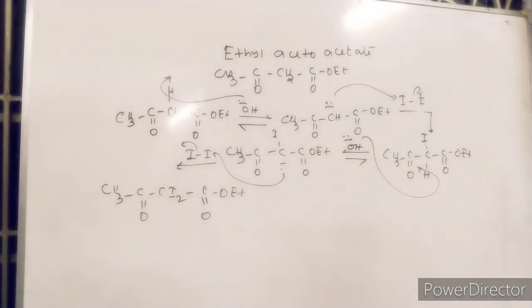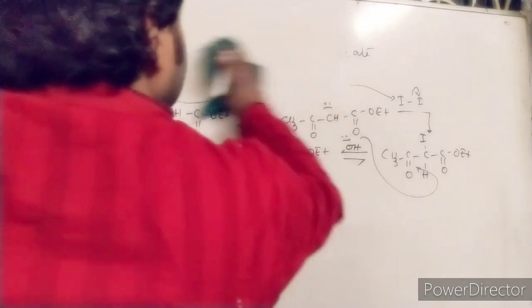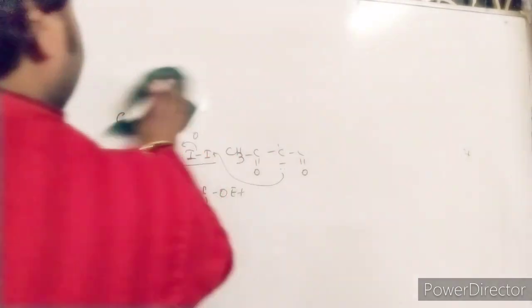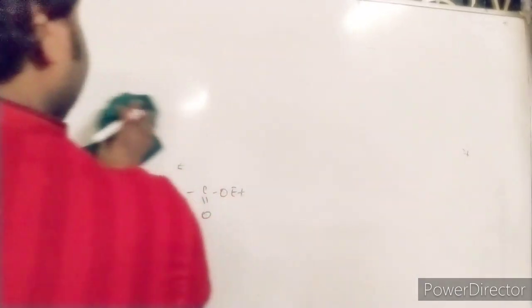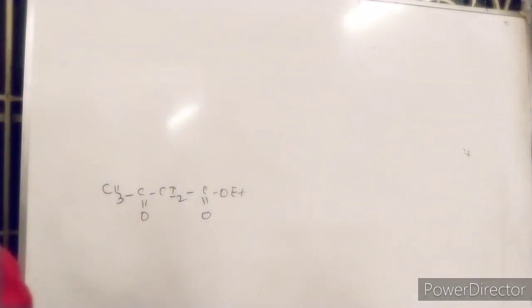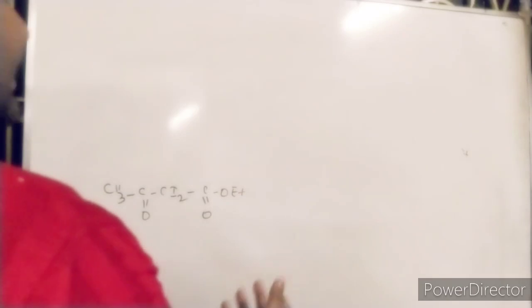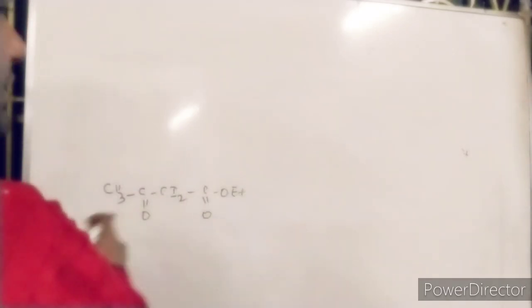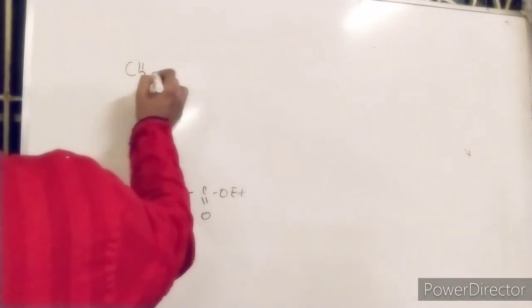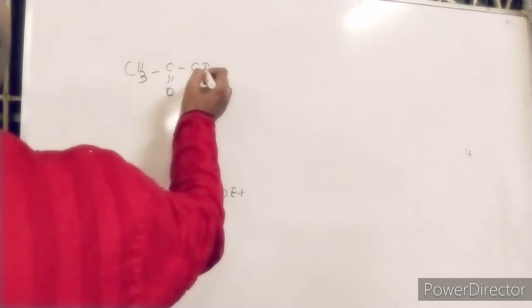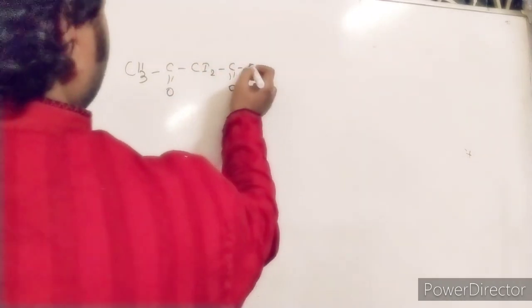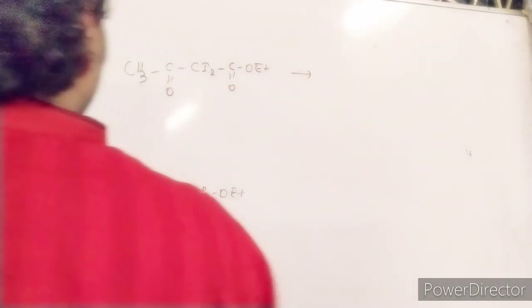Making sense? Now there is a question at this moment. At first you must always understand that when the base attacks, it always selects the methylene group, because that is more acidic. You don't have any other option. So I write this again here: CH3COCI2COOH.